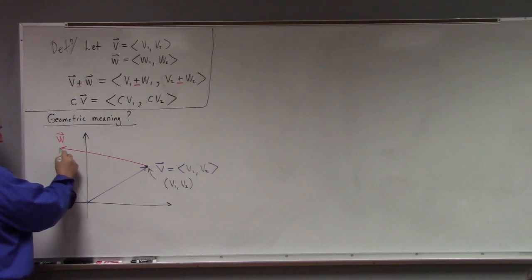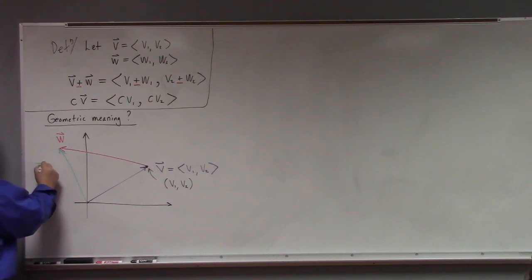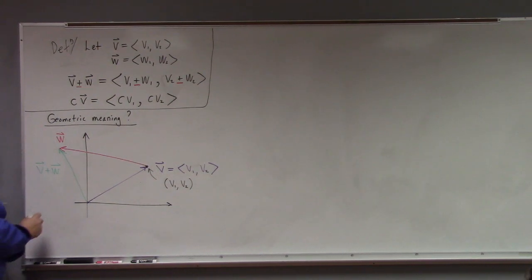Let's see here. So this right here is the vector V plus W. This is known as tip-to-tail vector addition.